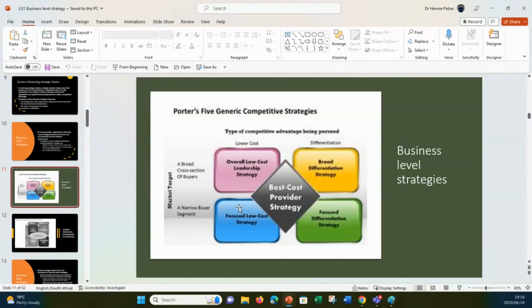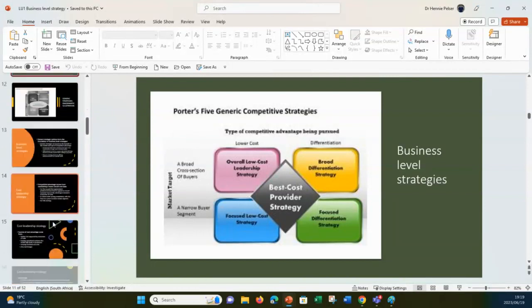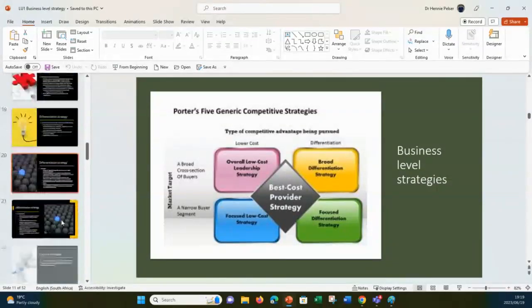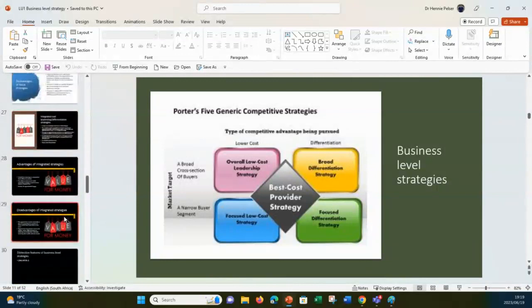Focused low-cost strategy would be the stores that sell sell-by-date items. Focused differentiation would be your delis. We don't find too many of these places anymore, but your delis certainly are there. And some of these places we find in the Western Cape, Franschhoek, and those kinds of places, have really unique places. One of the things they will ask you to do, and the slides are there.